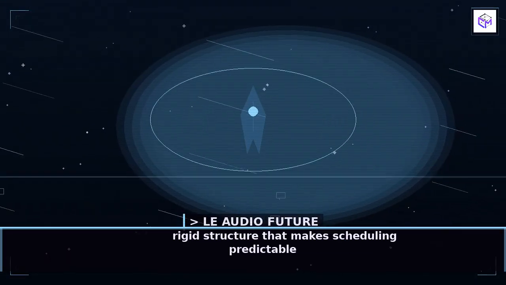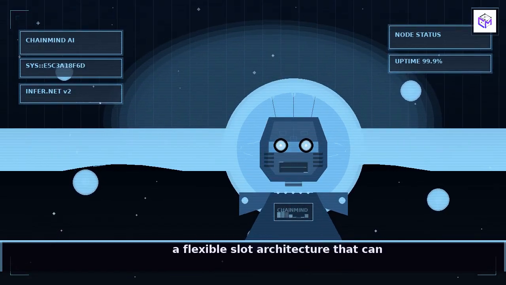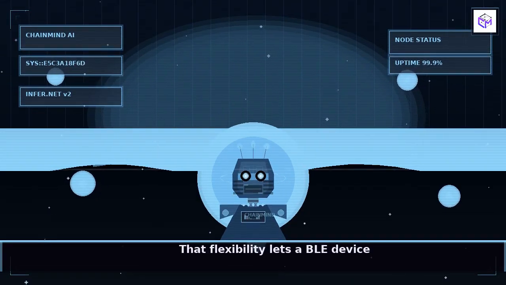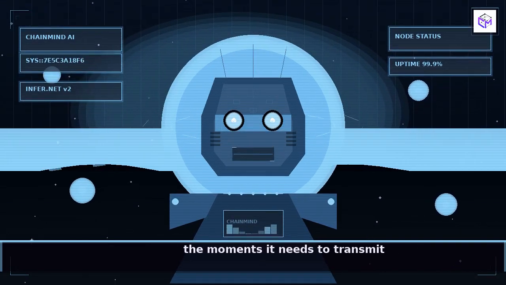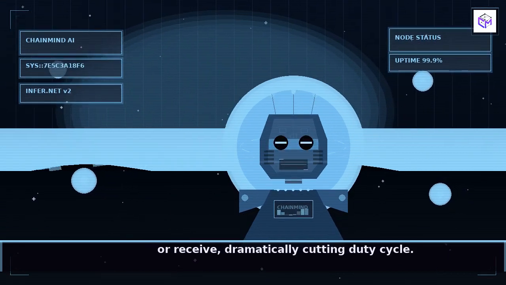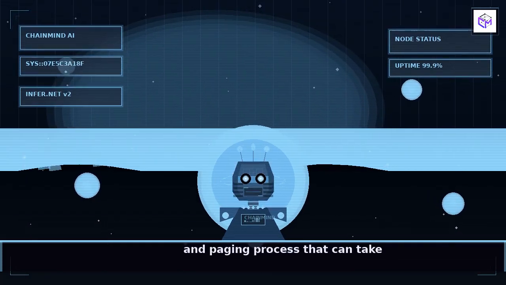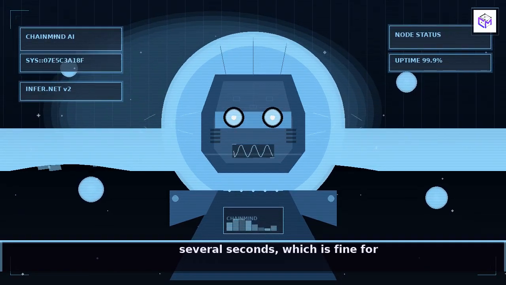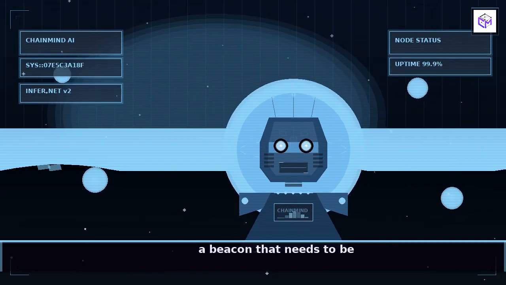That flexibility lets a BLE device align its wake-up windows precisely with the moments it needs to transmit or receive, dramatically cutting duty cycle. Discovery also works differently. Classic devices go through an inquiry and paging process that can take several seconds, which is fine for pairing a headset but cumbersome for a beacon that needs to be seen instantly. BLE devices simply broadcast advertising packets at a configurable interval, allowing a phone to detect a nearby sensor in a fraction of a second. Those differences cascade into power budgets.